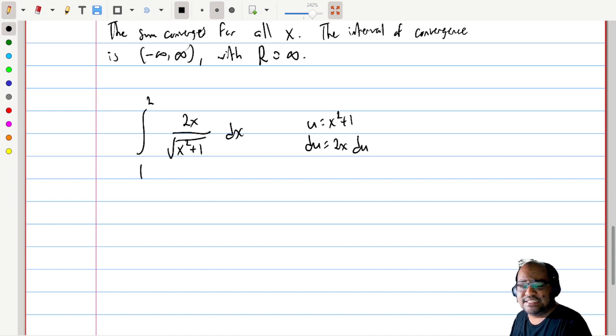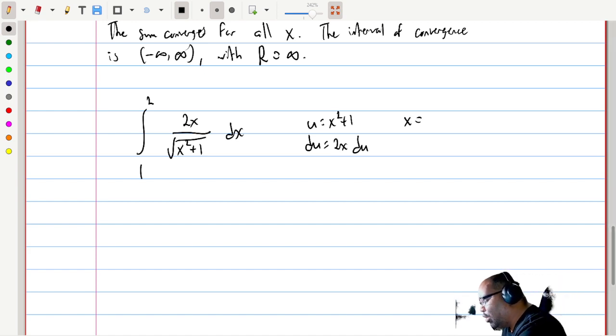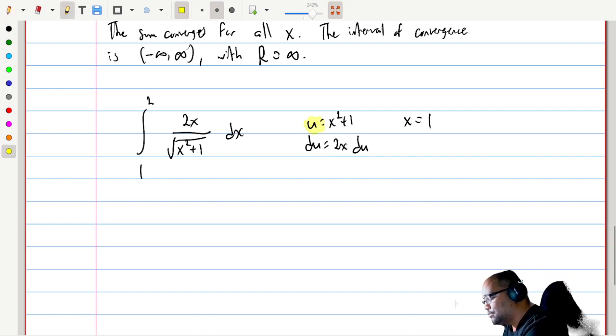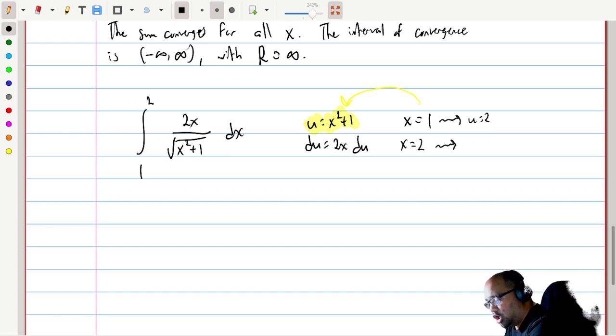But because this is a definite integral, I'm changing units, right? It's like going from miles to kilometers. 1 mile is not a kilometer, so I have to do this change of unit here. So when x is 1, I plug that into my substitution and I get a new limit. So when x is 1, u is 2. And when x is 2, again, plug that back in, u is 5.